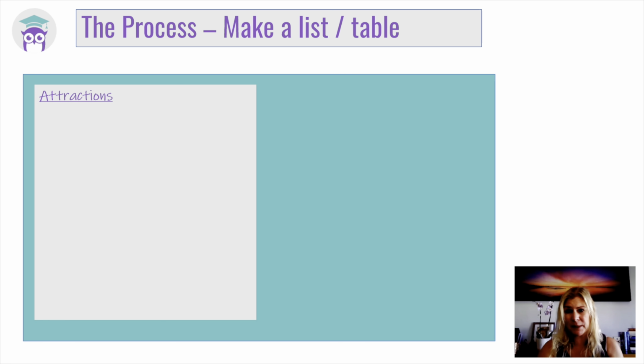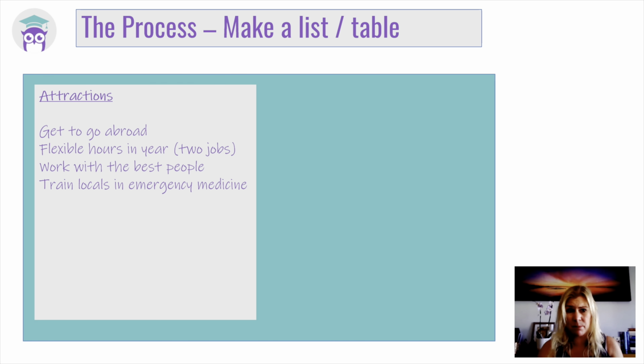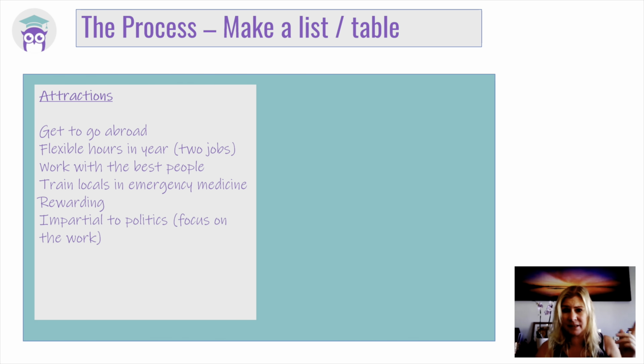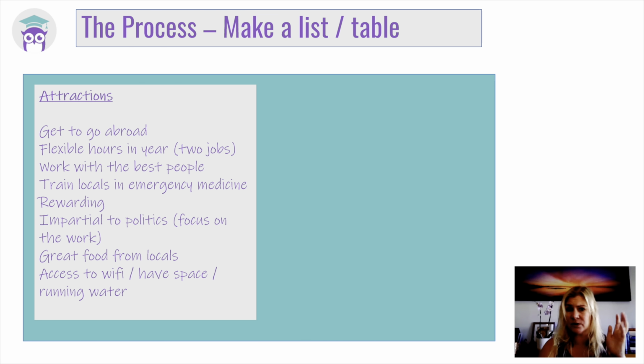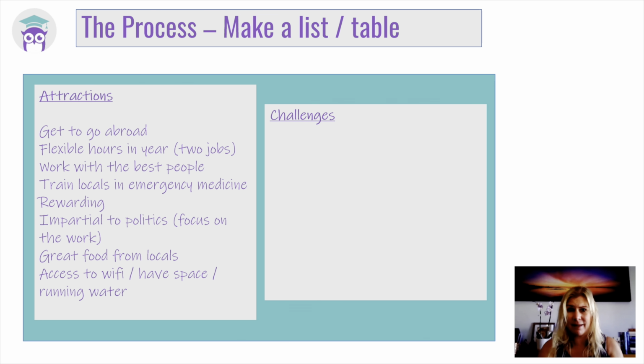So I've separated out, I'm doing attractions first and then I'll do challenges. So here are the things. So I'm just going back through, finding my highlighted points, and then I'm just jotting them down. You go abroad, the flexible hours in the year, you can do 2 jobs, you work with the best people, locals and emergency medicine, that it's rewarding, they're impartial to politics, you get great food from the locals, you've got access to Wi-Fi.